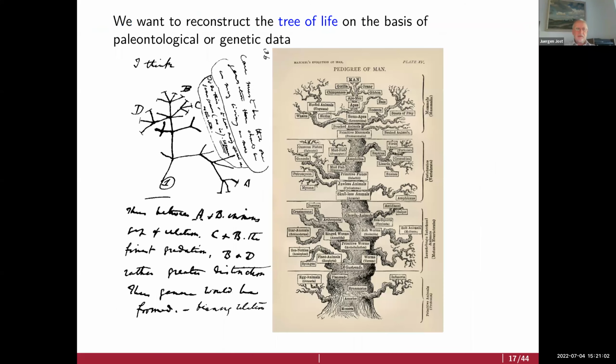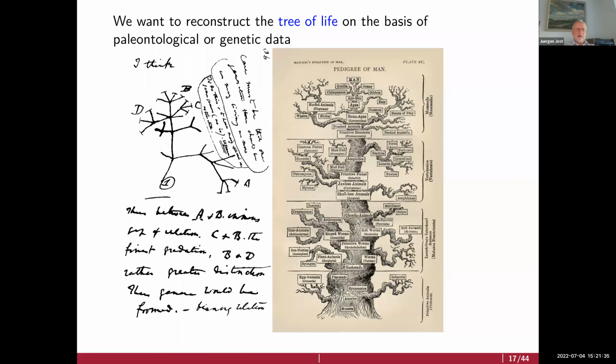But let's return to the tree of life. So originally you wanted to reconstruct the tree of life on the basis of fossil findings. So you have two extant species like man and chimpanzee, and then you find some fossil that shares characteristics of both of them, and then you say this may have been the common ancestor.